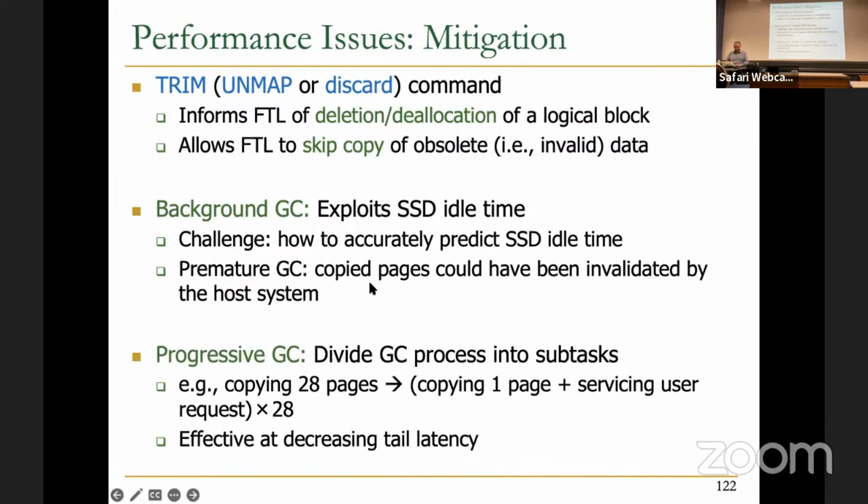But another important technique is progressive GC, in which you divide the GC process into subtasks. For example, for copying 28 pages, you copy one page, and then service a user request. You can consider it 28 times: you do one copy and some service, and then copy, service. So you're not doing garbage collection in an atomic way. And this is actually quite effective at decreasing the tail latency of garbage collection.